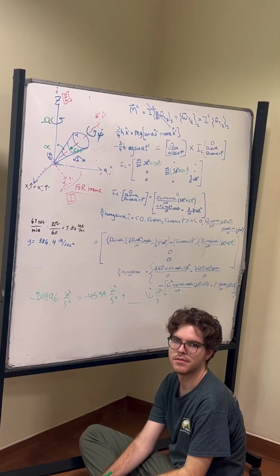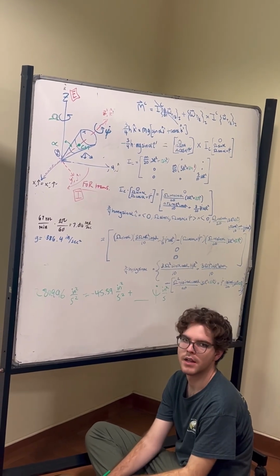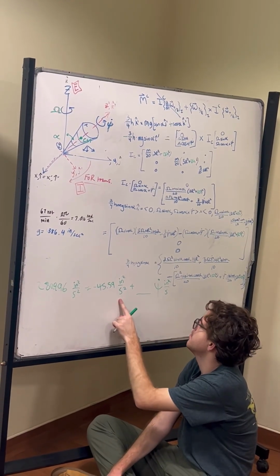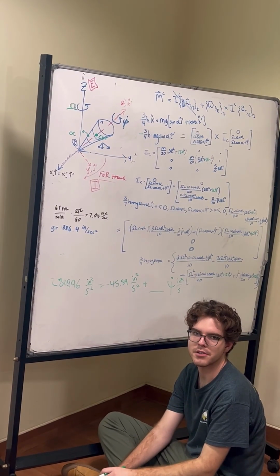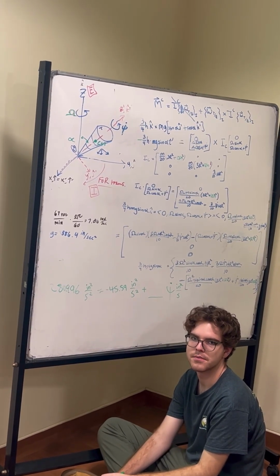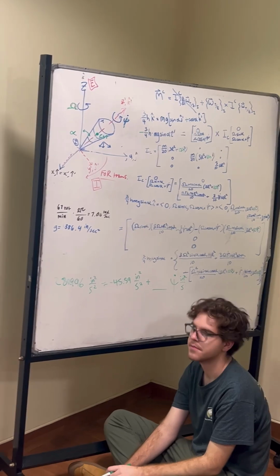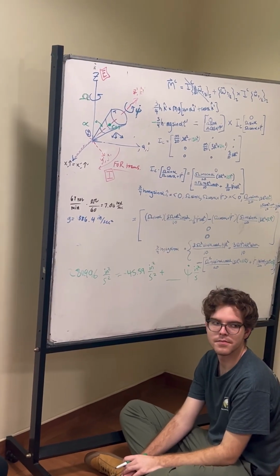Does the psi dot make sense? Inches squared per second? If you divide inches squared per second squared by inches squared per second, you get radians per second.